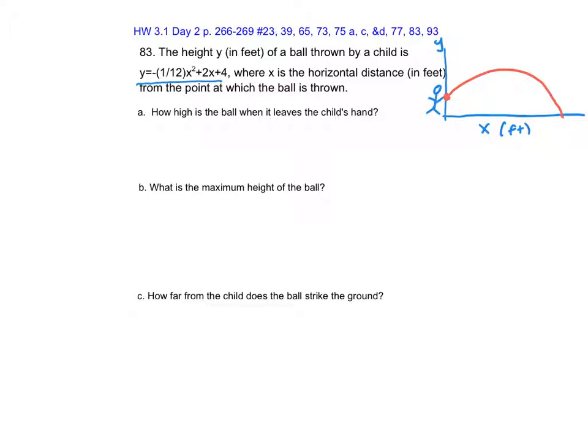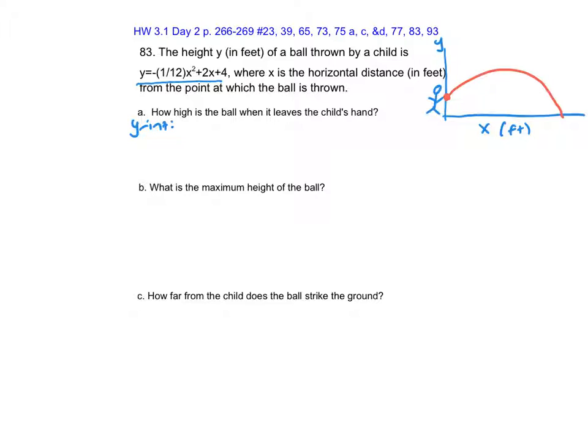So I've made a little sketch here where you can see the path of the ball in red. x is the horizontal distance in feet, and y is the vertical distance in feet as well. So part A asks us to find how high the ball is when it leaves the child's hand. This is asking us to find the y-intercept.